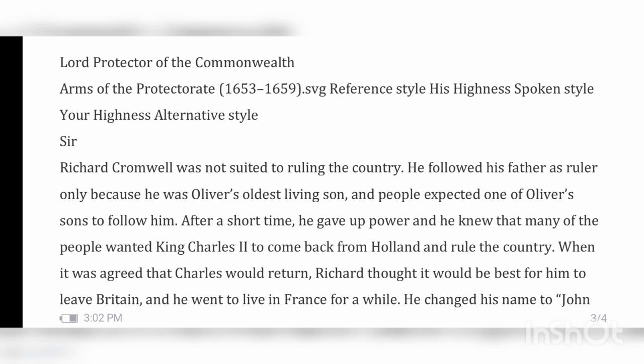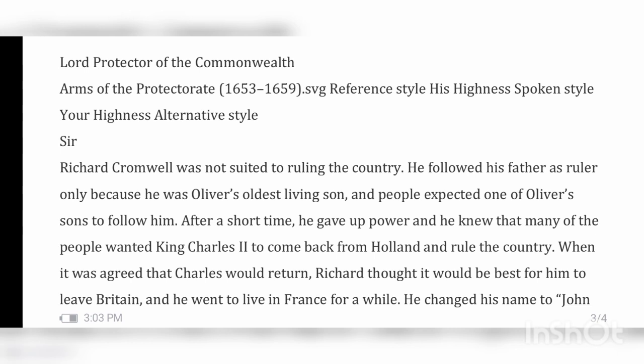Sponge's name and the relationship with Oliver Cromwell, so that's not very important. I can skip. And the Lord Protector of the Commonwealth, arms of the Protector. Okay.